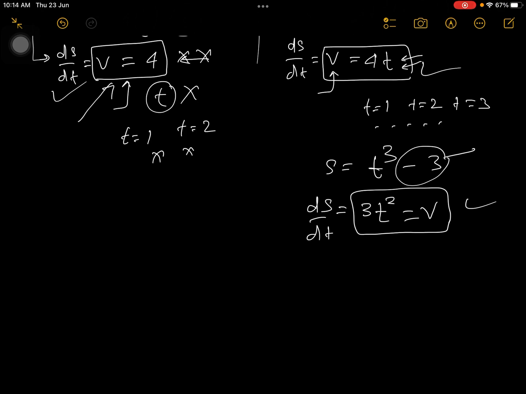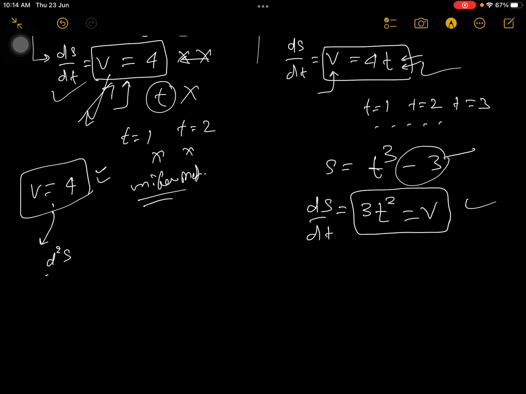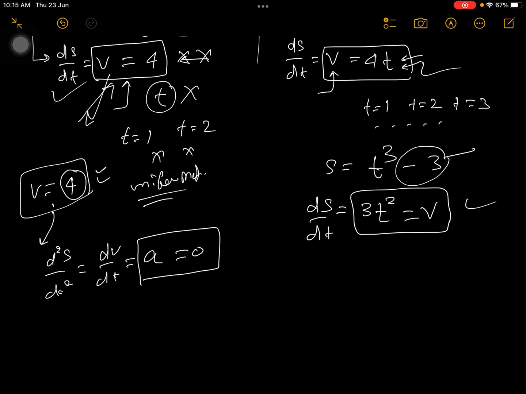So what can you say? Can you say velocity is constant? Yes, you can say velocity is 4 only. It will not change with time. So if velocity is 4 and not changing, then it is uniform motion. Correct? And if you differentiate this equation one more time, you'll be getting d2s by dt square, or dv by dt, or you can say acceleration. You know, when you differentiate a constant, your answer is 0. You can clearly see we got our beauty: acceleration is equal to 0, right?